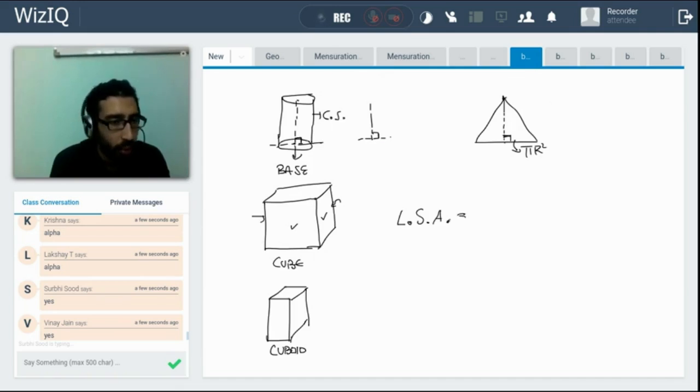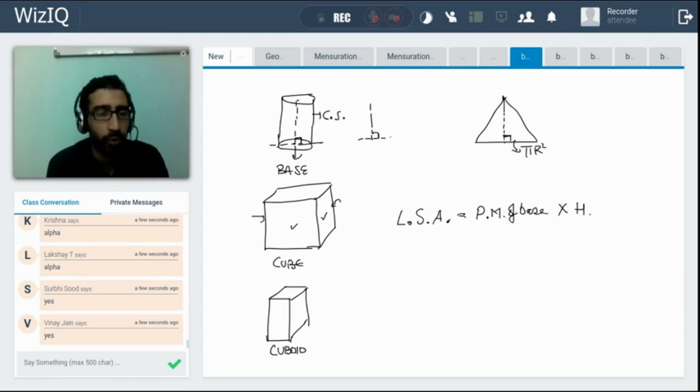This is always equal to the perimeter of base into height. It is really simple. All lateral surface areas are like this, except of course for the cone or the sphere. And the volume is the area of base into height.